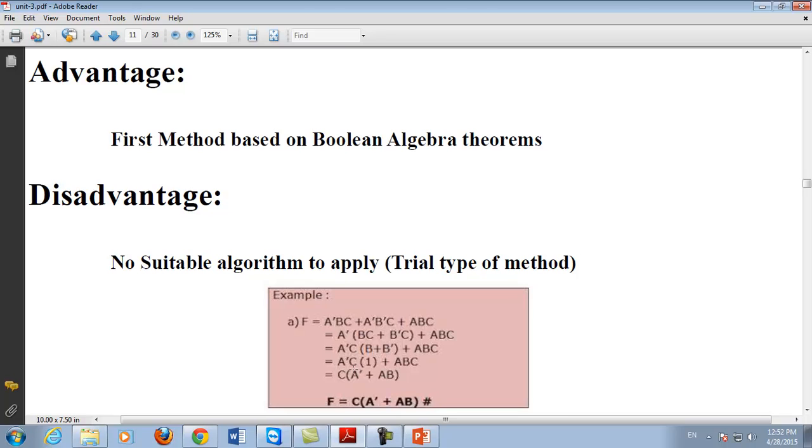Now from A complement C plus ABC, C is common, the remaining is A bar plus AB, and this is the final equation using different Boolean algebra functions. This is the first method, in which we apply Boolean algebra to minimize the number of gates or to reduce the complexity.